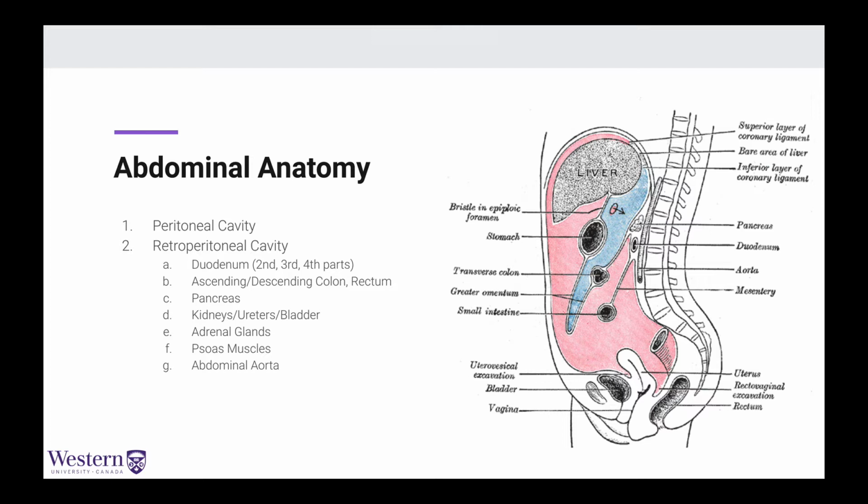The reason why this becomes particularly relevant in analysis is that if you see free air that is free within the peritoneum, it is much more likely that the source of air is not going to come from any of these retroperitoneal cavity structures. This is particularly relevant for portions of the duodenum, ascending and descending colon. So it can actually help you localize the source of free air if you know that a structure is retroperitoneal and does not communicate with the peritoneal cavity.